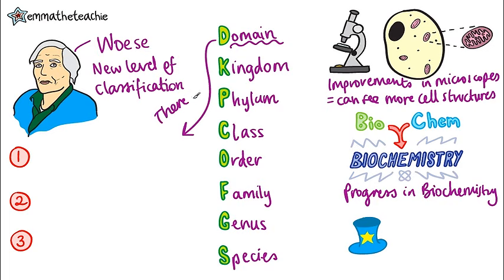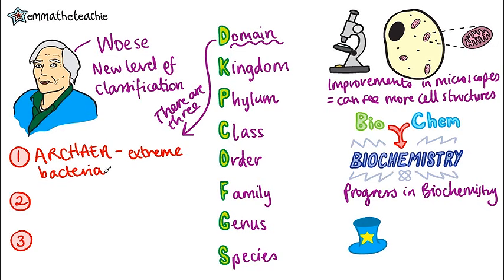Domains can be split into 3 different groups, and you need to know the names of them. First of all, we've got the archaea. These are primitive forms of bacteria that live in extreme environments, e.g. hot vent bacteria that can survive really high temperatures. The next domain we've got are bacteria, also known as the true bacteria.